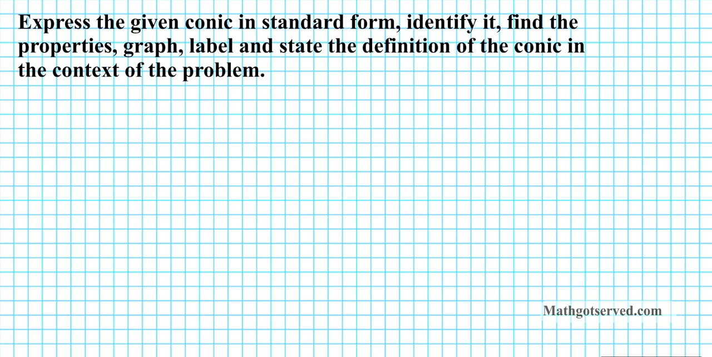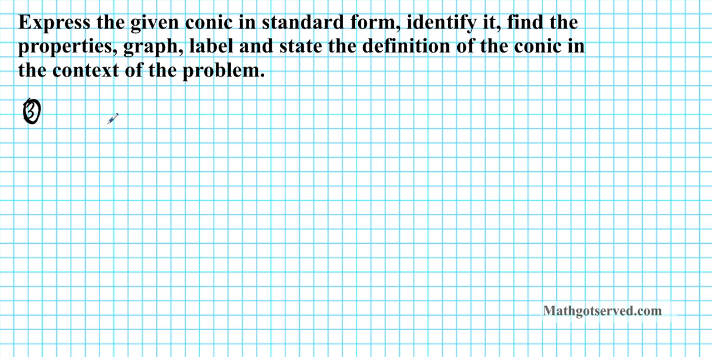All right, let's take a look at question number 3. We're going to be doing exactly the same procedure as for problems 1 and 2. We're going to express the given conic in standard form, identify it, find the properties, graph, label, state the definition of the conic, and the context of the problem.